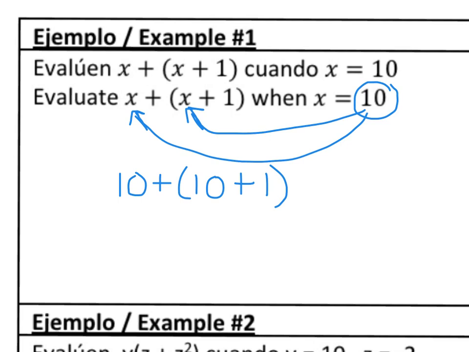So following PEMDAS, the P in PEMDAS stands for parentheses. So we're going to do what's inside the parentheses first. 10 plus 1 is 11. Copy the rest of the expression. 10 plus 11, 21.